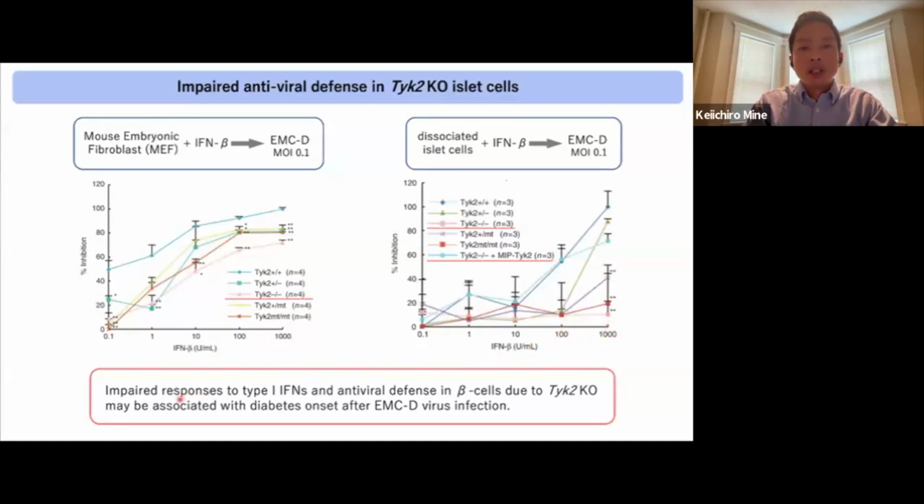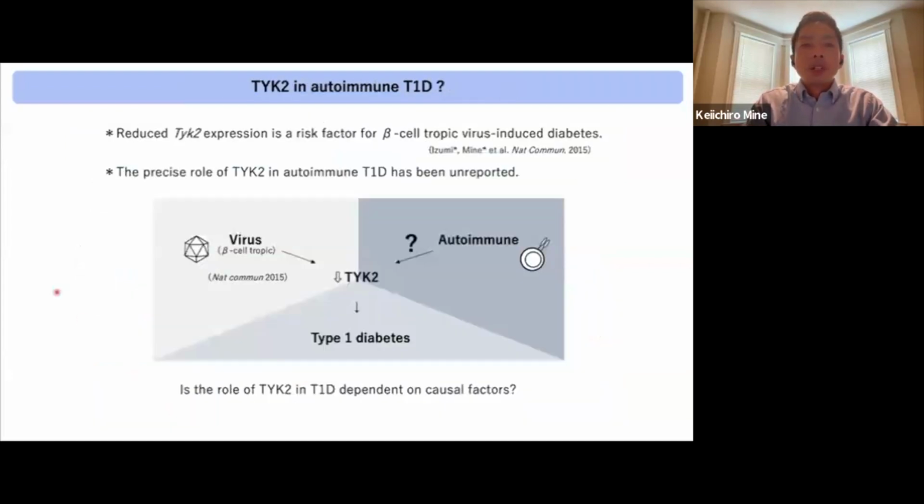These results suggest that impaired responses to type I interferons and antiviral defense in beta cells due to TYK2 knockout may be associated with diabetes onset after EMCD virus infection. Based on these results, we concluded that reduced TYK2 expression is a risk factor for beta cell tropic virus-induced diabetes. However, the precise role of TYK2 in autoimmune type 1 diabetes has not been reported.